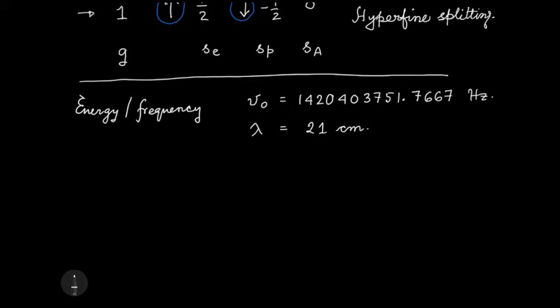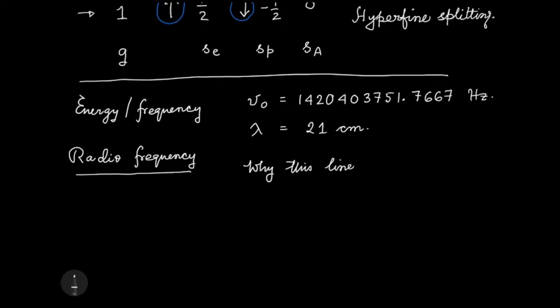line anymore. Now looking at this frequency, it's coming in 1420 megahertz or 1.42 gigahertz. This is a radio frequency emission. 21 centimeter is a radio wavelength. So you use radio telescopes to see this essentially. Why is this important?